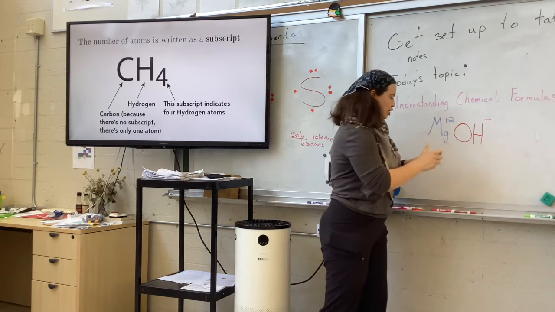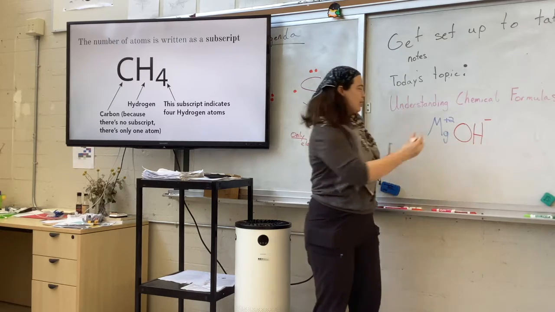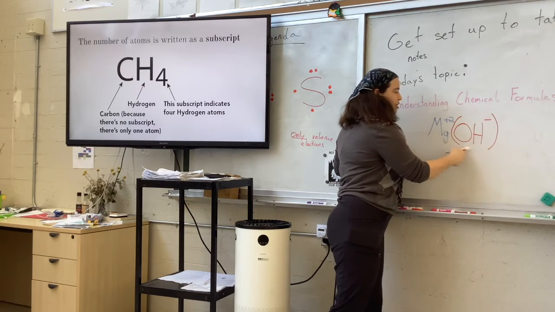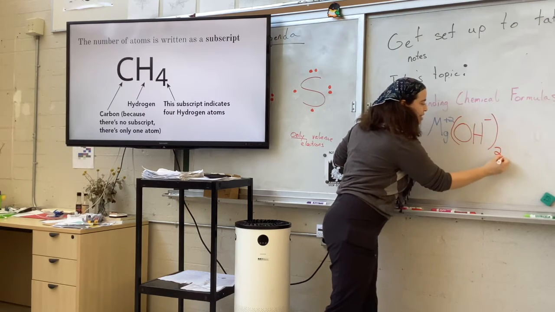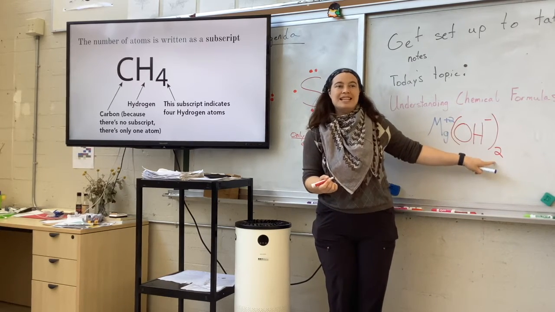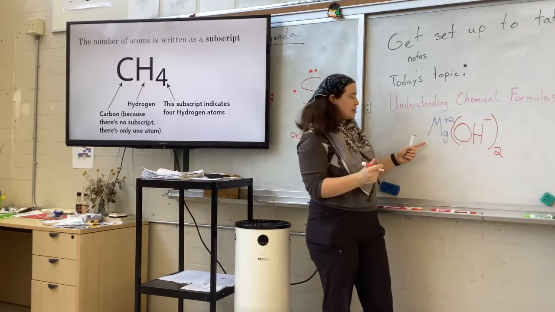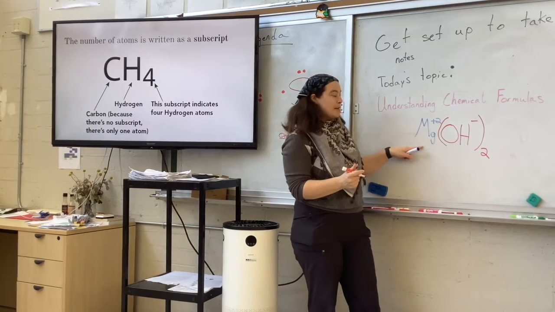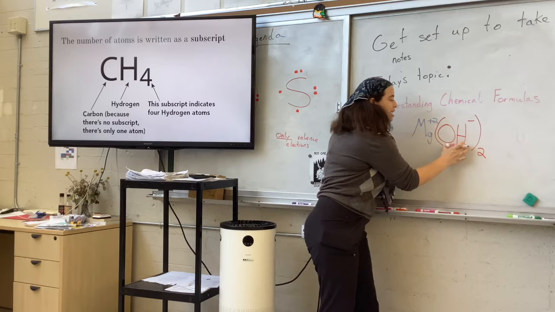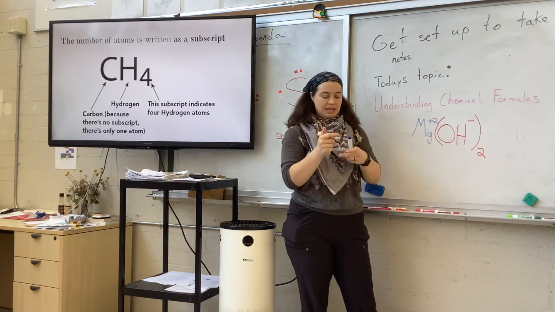But I can't just stick a 2 right here because that would seem like it's only applying to the hydrogen. So in this kind of circumstance, what I do is I stick parentheses around this whole chunk, and then I can stick a subscript outside of the parentheses. And now this 2 refers to everything inside these parentheses. So this molecule is made up of 1 magnesium cation and 2 hydroxide anions. And the hydroxide is this whole thing, everything inside the parentheses.